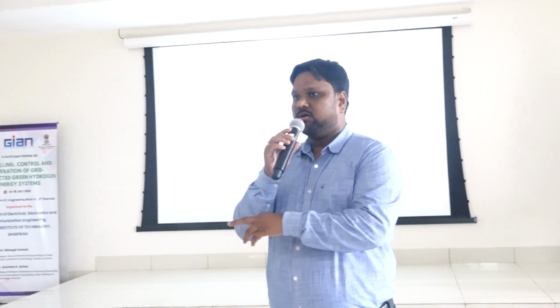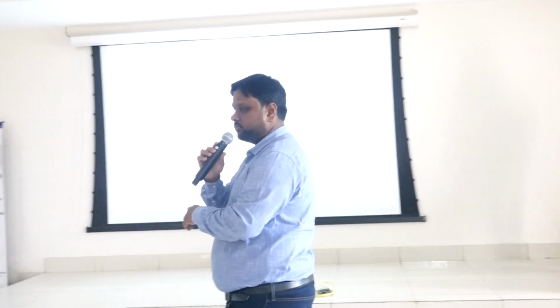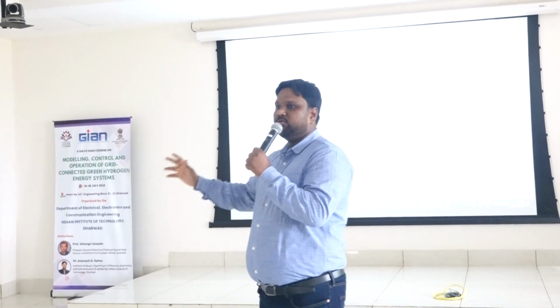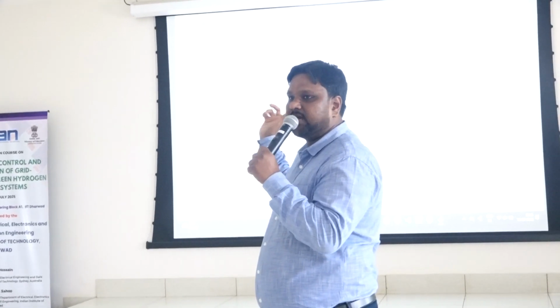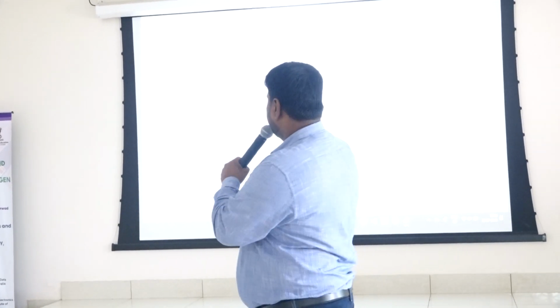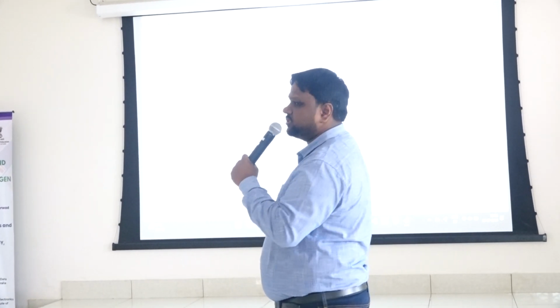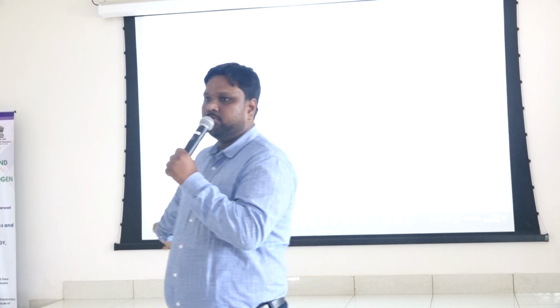Logic working here, right? When my 1 and 4 is on, 2 and 3 is off. When 2 and 3 is on, 1 and 4 is off. Correct? The same thing will follow for the secondary side. I want my switch number 5 and switch number 8 to be on at a time, and switch number 6 and switch number 7 to be on at a time. But there is a catch here.